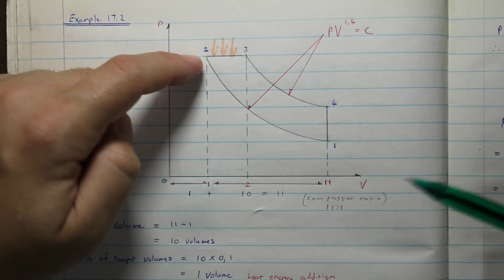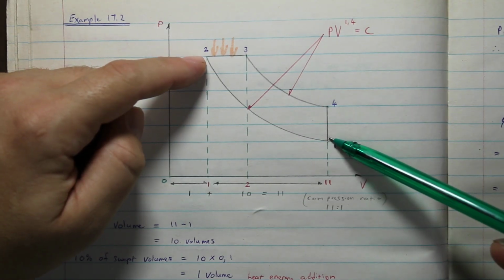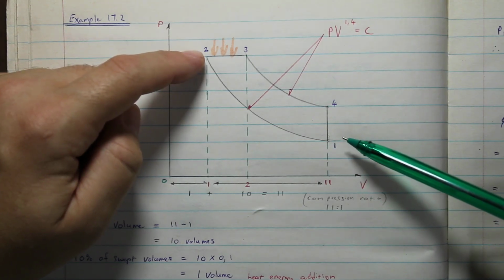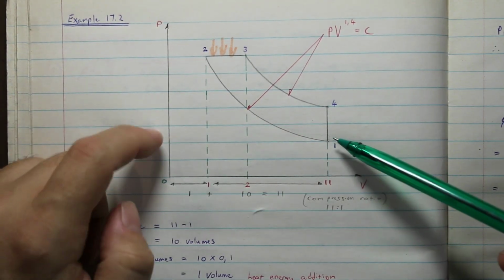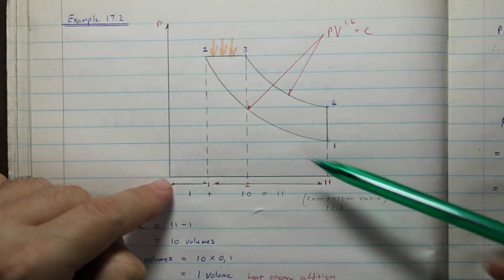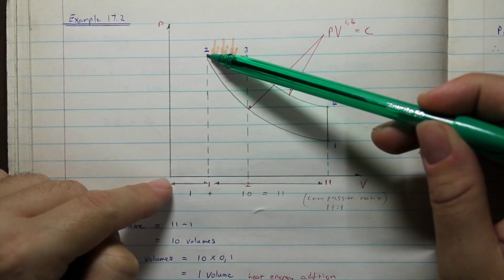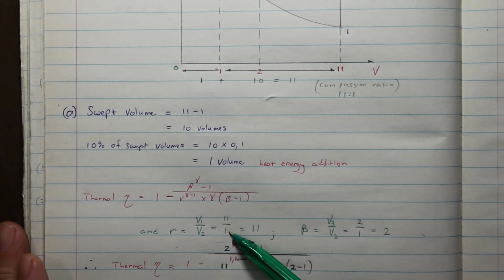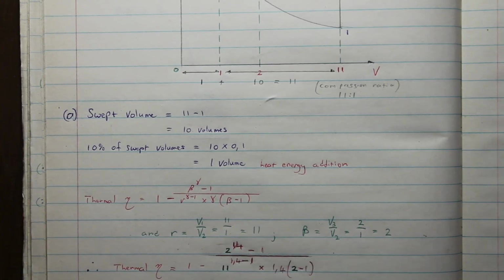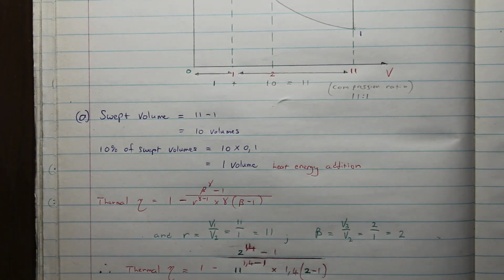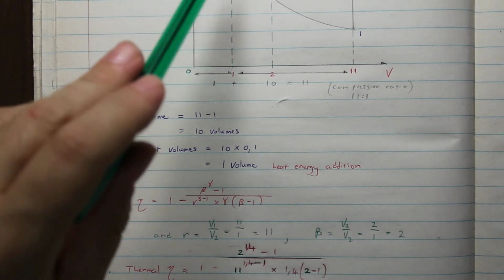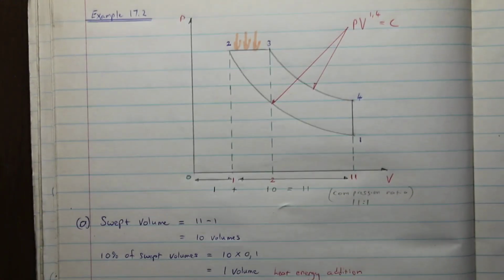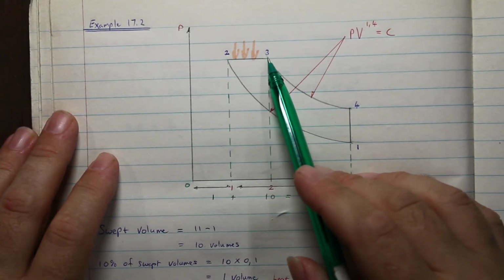At this point, we don't know what those volumes are, but we do know what the compression ratio is. At point 1, it's 11, and at point 2, it's 1. So that's very simple. To calculate R, we say V1 over V2, so it's 11 over 1, and that is 11. They've given us that actually in the question, the compression ratio. And then beta is where the constant pressure heat addition takes place, between 0.2 and 0.3.